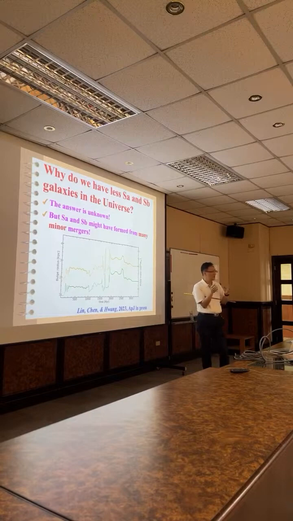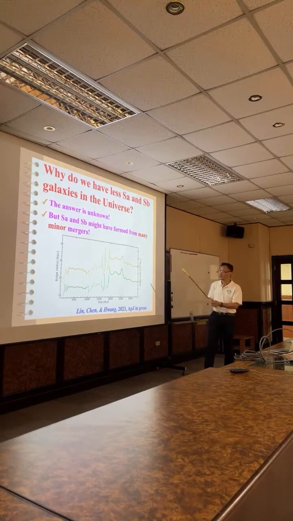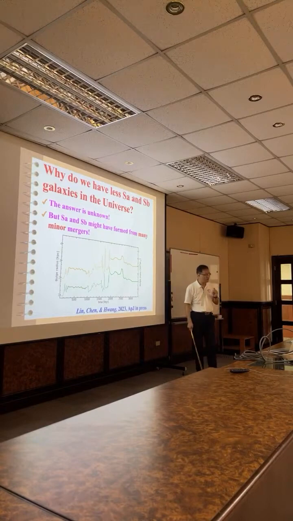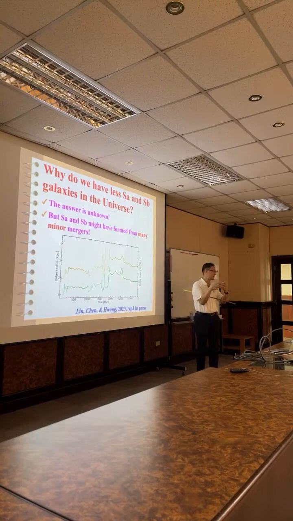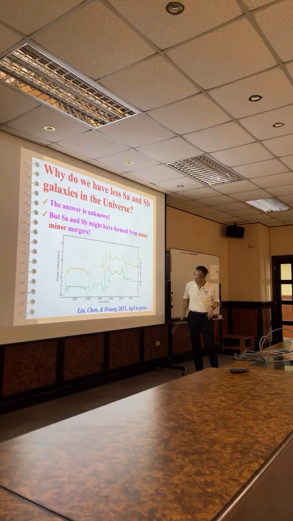And so that means in order to have SA, so you have a big bulge, you need many minor mergers. You need many minor mergers to form SA, which means you need more interaction. So that is why you have fewer. That's my answer for why we have fewer in the universe: we have less chance to form minor mergers. We don't address that particular problem either.